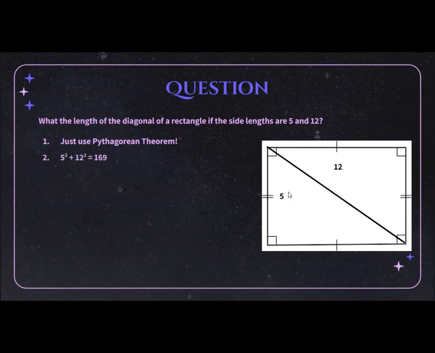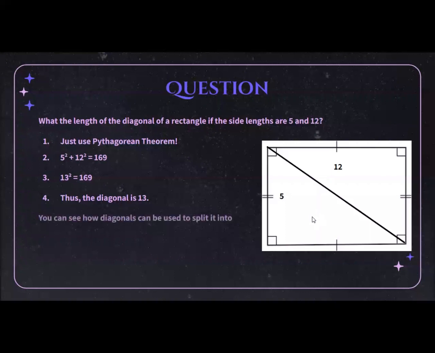So 5 squared plus 12 squared is 169. And if you know your math, you should know that 13 squared is also equal to 169, meaning that the diagonal is equal to 13. A squared plus B squared is C squared, and since C is 13, the diagonal is 13. Since diagonals are equal, the other diagonal is also 13. They also bisect, which means they split each other in half.